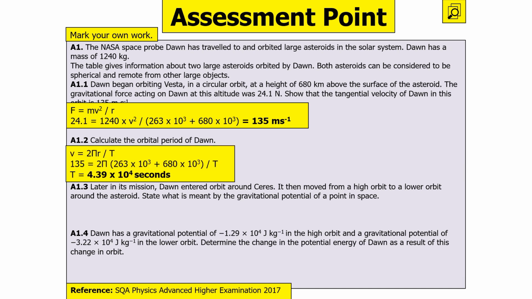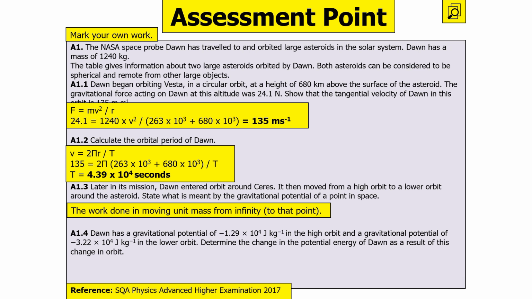The orbital period: v equals distance over time, which is 2 pi r over T. Again, we've got r, we know 2 pi, we've just worked out v to be 135, so therefore T equals 4.39 times 10 to the 4 seconds. Gravitational potential we know is the work done in moving a unit mass from infinity to that point in the gravitational field. That's a fact you've just got to remember.